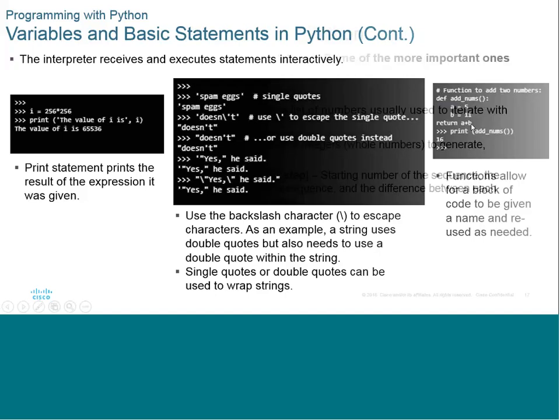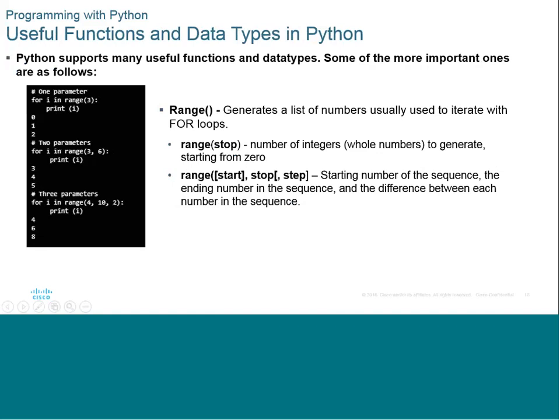The usual functions and data types in Python. Python supports many useful functions and data types. Some of the more important ones are as follows. Range generates a list of numbers, usually used to iterate with a for loop. As we also use range in mathematics, instead of writing 1, 2, 3, 4, 5, 6, 7, 8, 9, 10, we write the range, like 1 hyphen 10. From 1 to 10, so this is the range.